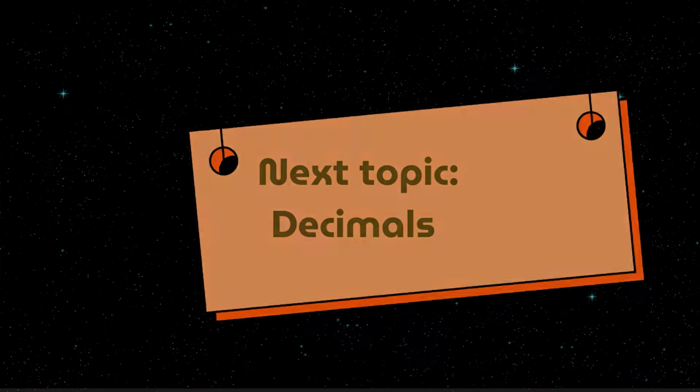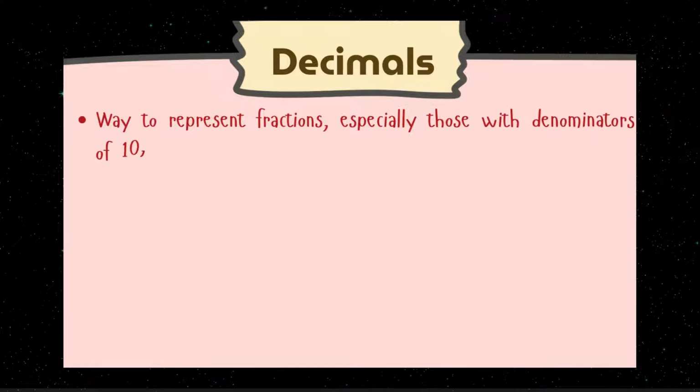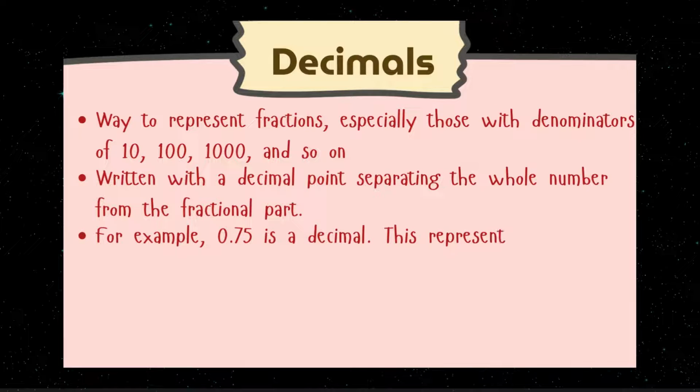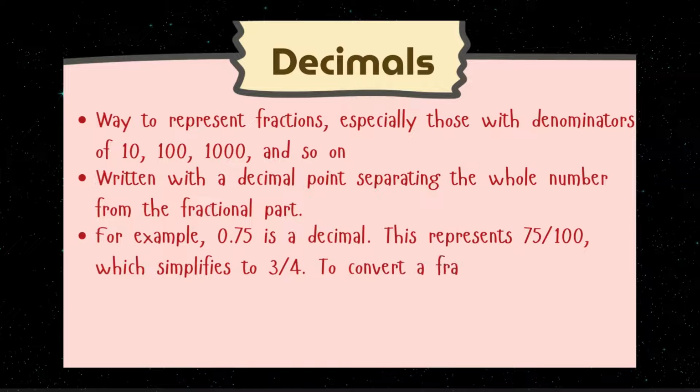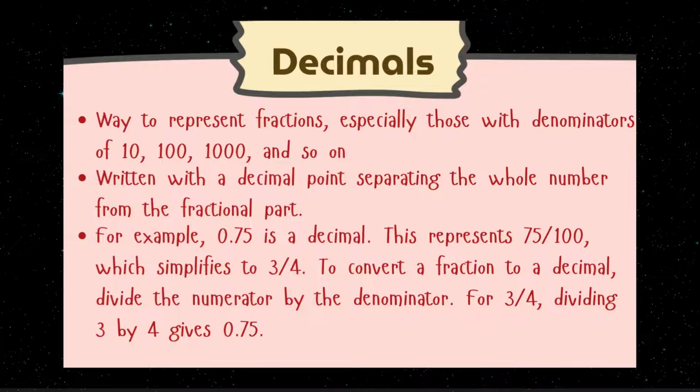Moving on to decimals. Decimals are another way to represent fractions, especially those with denominators of 10, 100, 1000, and so on. They are written with a decimal point separating the whole number from the fractional part. For example, 0.75 is a decimal. This represents 75/100, which simplifies to 3/4. To convert a fraction to a decimal, divide the numerator by the denominator. For 3/4, dividing 3 by 4 gives 0.75.